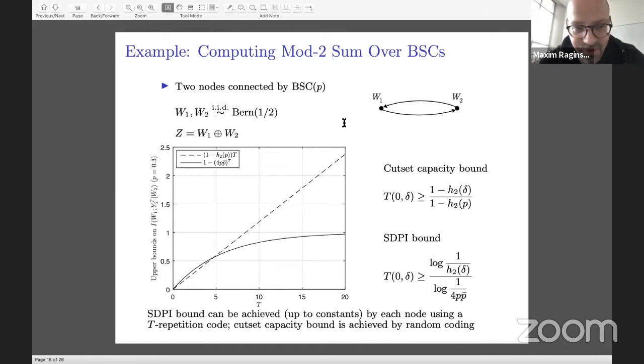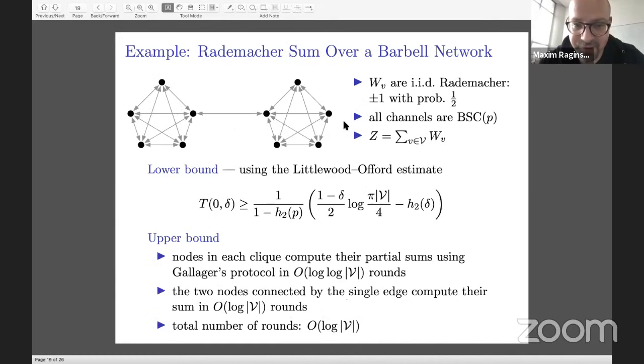So all of this is good and well. Here's another, more complicated example. This is a barbell network. You have two cliques of equal size that are connected by a single bidirectional edge. Graphs like this illustrate various bottlenecks. Here we have two cliques where everybody talks to everybody else, but the bottleneck is these two nodes that have to exchange information between the two cliques.